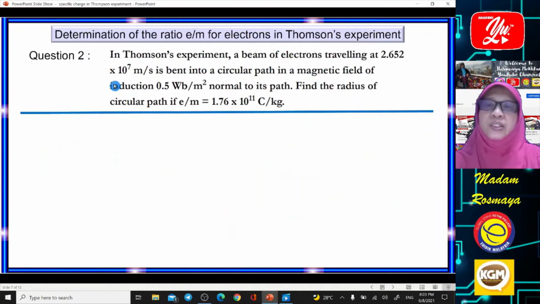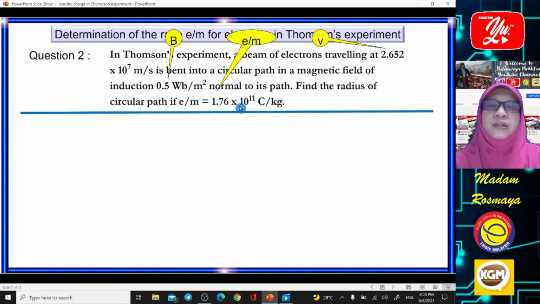Okay, now we try question 2. In Thomson's experiment, a beam of electron traveling at 2.652 times 10 to the power of 7 meter per second is bent into a circular path in a magnetic field of induction 0.5 Weber per meter squared, or the unit is Tesla for magnetic field, and it's normal to its path. Find the radius of circular path if e per m equals 1.76 times 10 to the power of 11 coulomb per kilogram. So you are given the speed and then the magnetic field and then the specific charge, ratio e to m.